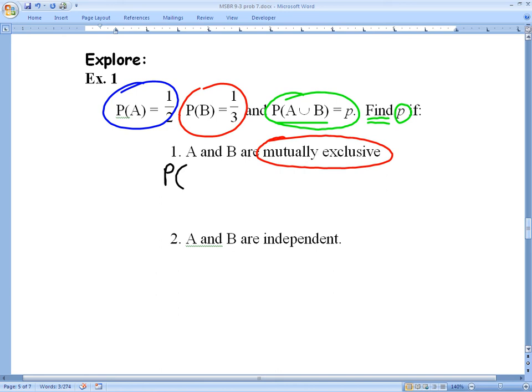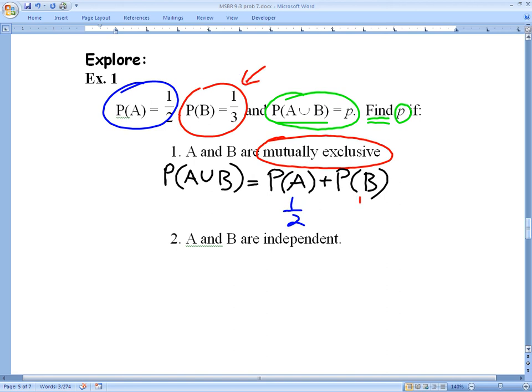First step, write down the formula. A or B is equal to the probability of A plus the probability of B. Now let's start filling things in. Oh, I'm sorry, yeah, that's mutually exclusive. Had a little brain freeze there for a second. Probability of A, we know, is 1/2. Probability of B, we know from, again, up above here, it is 1/3. Put our plus sign and our equal in.